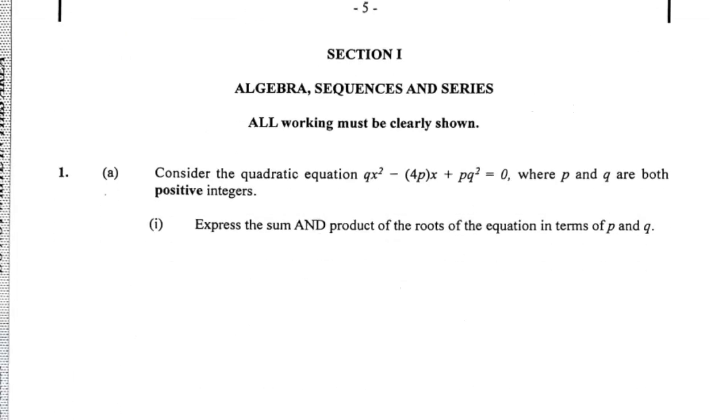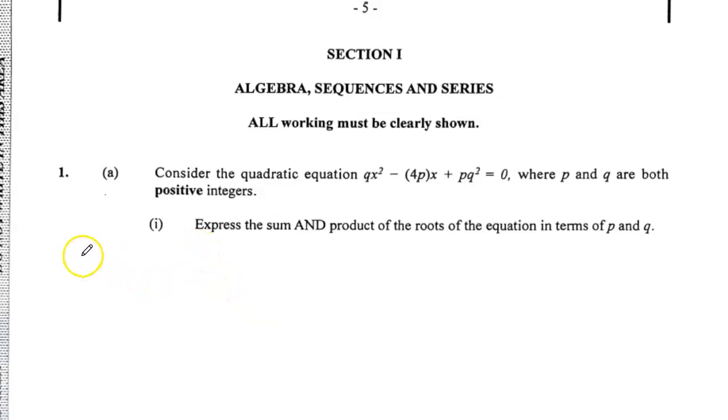So question 1, consider the quadratic equation qx squared minus 4px plus pq squared equal to 0, where p and q are both positive integers. Express the sum and product of the roots of the equation in terms of p and q.